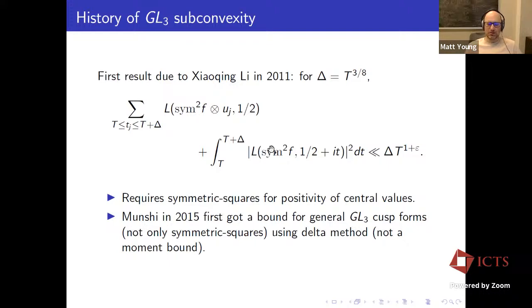And then there's also an Eisenstein series component of this family that gives you an integral moment of the symmetric square L-function on the critical line. She was able to get a bound which is consistent with Lindelöf. The size of this family is around delta t by Weyl's law. So this is consistent with Lindelöf, and she was able to get delta as small as t to the 3 over 8.